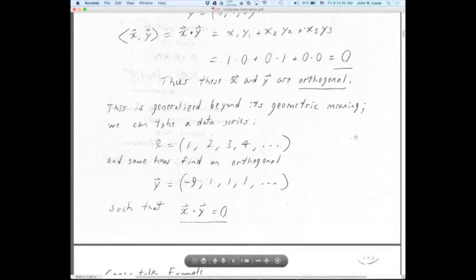So now, beyond the geometric meaning, we can take a very large data series. Maybe this is a seismogram. X is a seismogram that has a million elements, so X equals its components start at 1, 2, 3, 4, and so forth. And then we can somehow find an orthogonal Y, which as far as I'm showing it here, let's say it's minus 9, 1, 1, 1, 1.